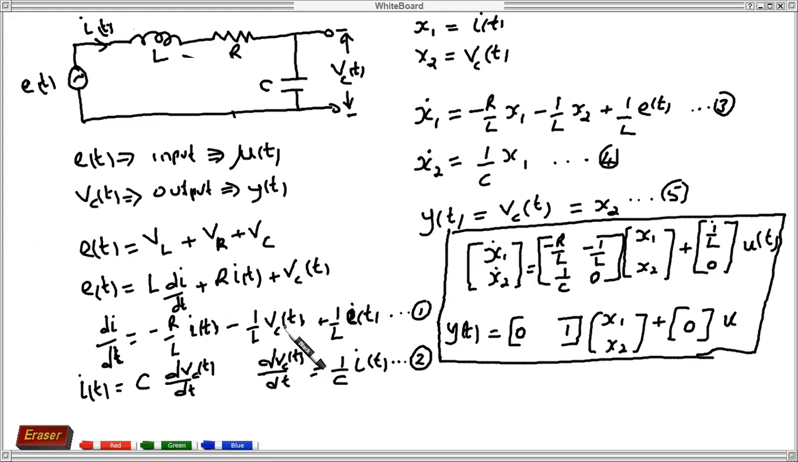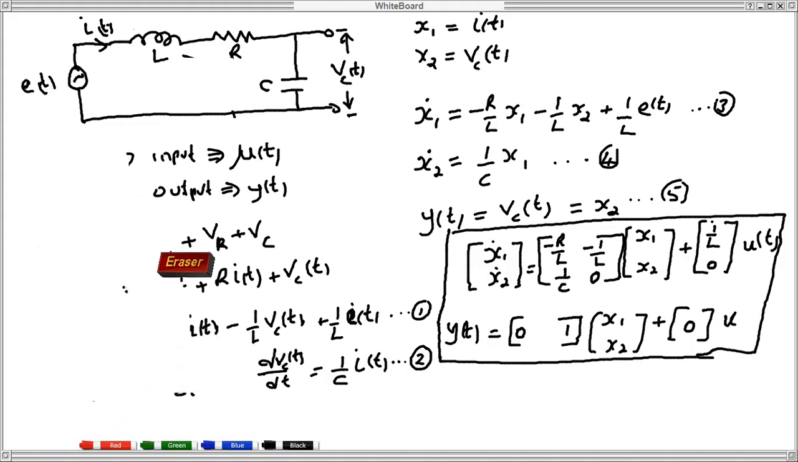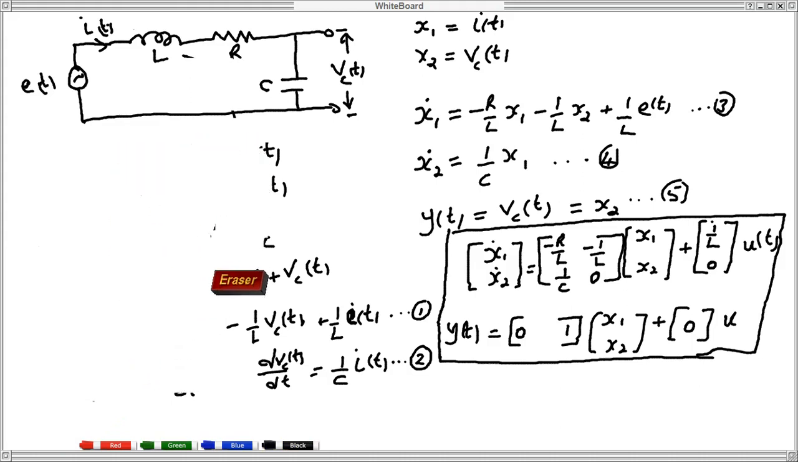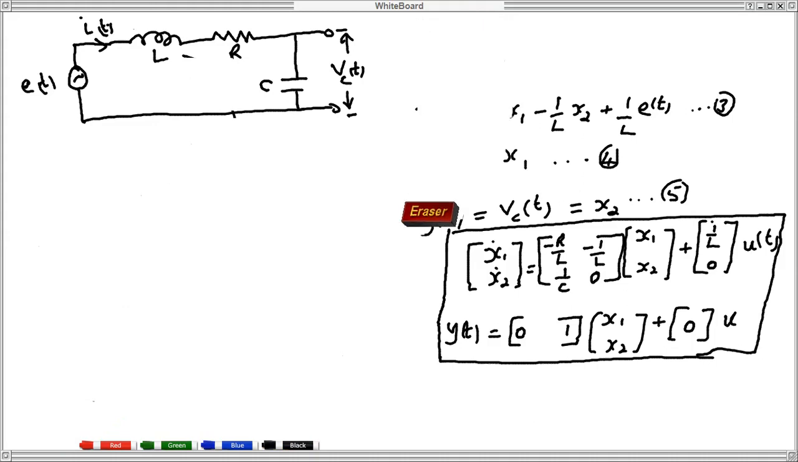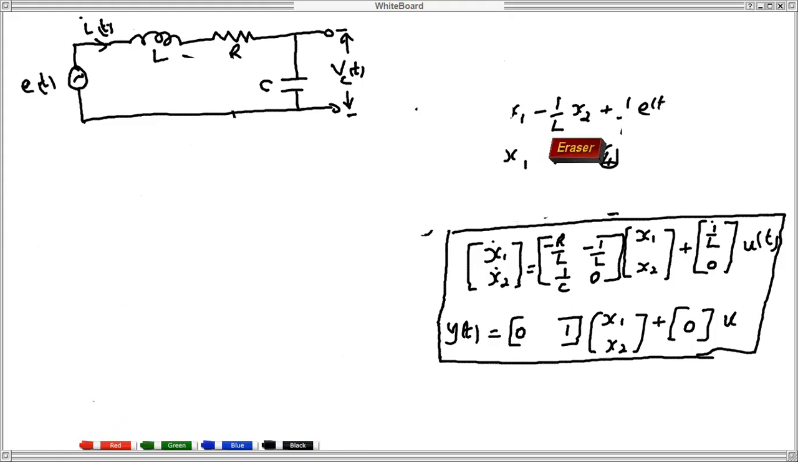That is one way in which we can represent the system's equation in state space form, and we can analyze it in a different format using another set of state variables. We take a different approach and obtain the state space representation of the same circuit.